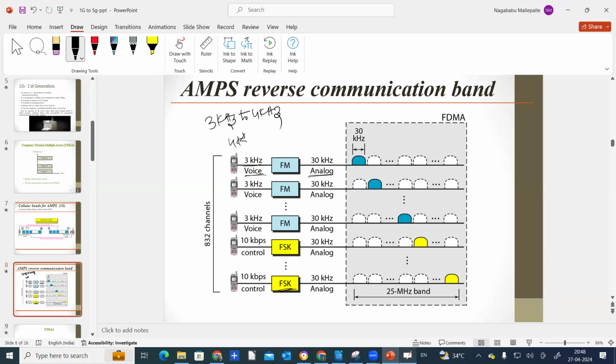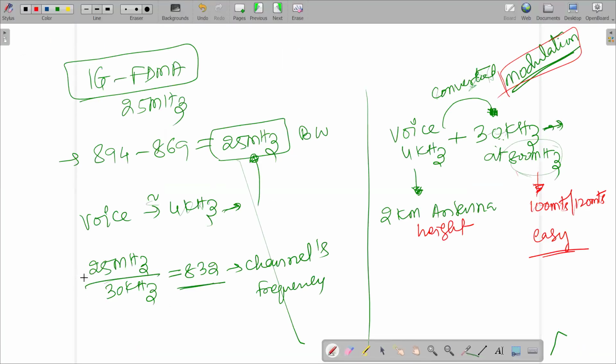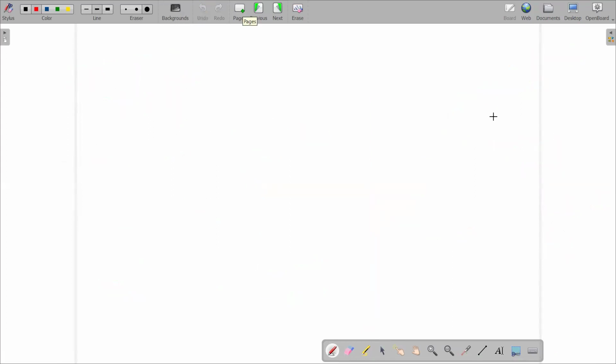Hello? Yeah, clear. Right. So here the government has assigned 25 megahertz to the 1G services, but this is a huge bandwidth. Only 30 kilohertz of channel bandwidth is required, so we divided this entire 25 megahertz by the 30 kilohertz. We will get 832 channels. So for example, if I assign one channel here from the 832 channels, okay.